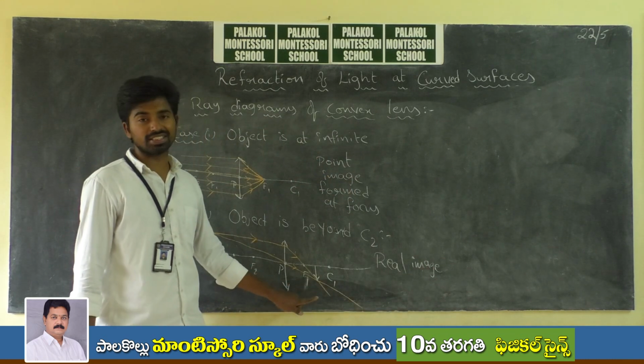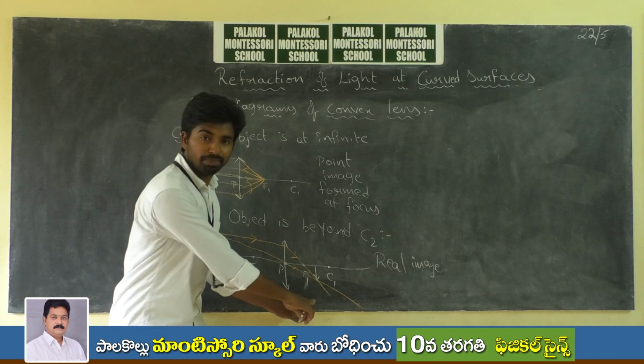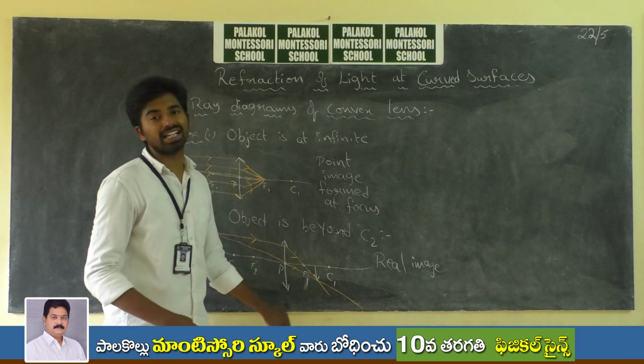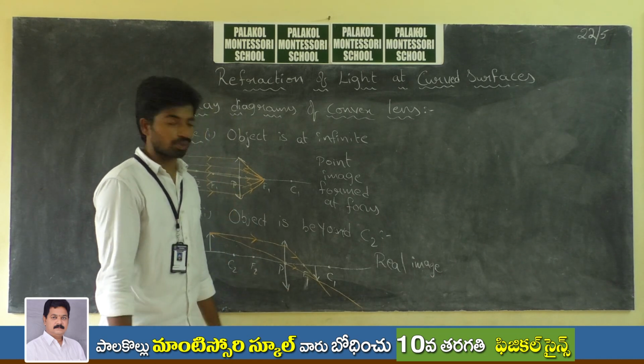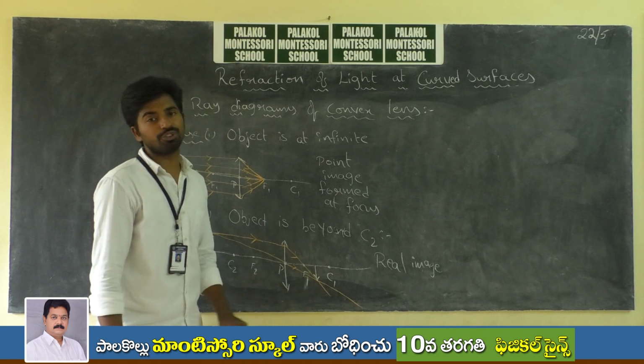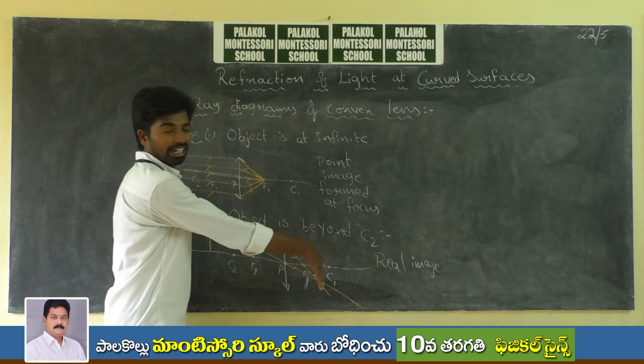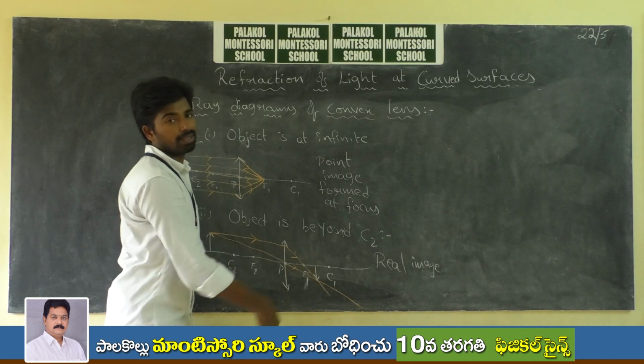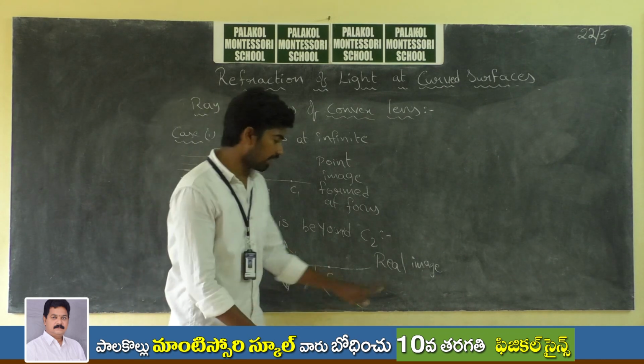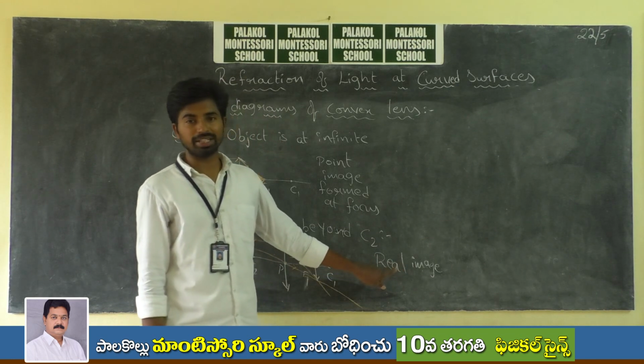So how can we know this is a real image? It cannot be viewed through your eyes. You cannot observe this image with your eyes. You need to place a screen here, then the image will be observed on the screen. Such images are called real images. What is meant by real images?